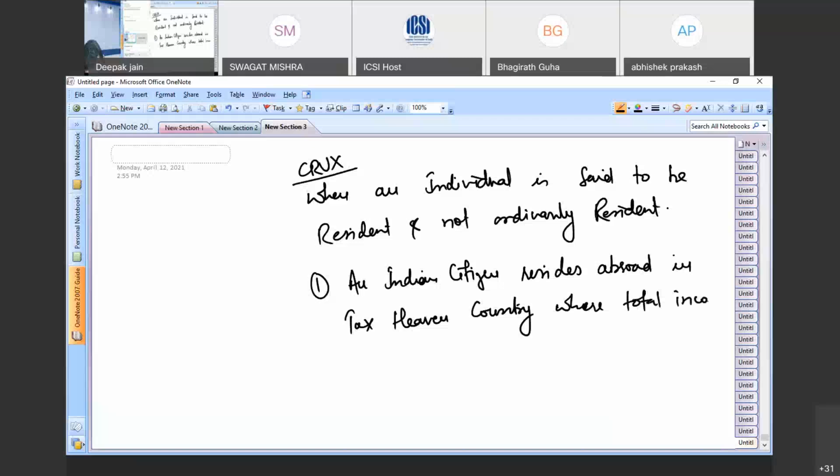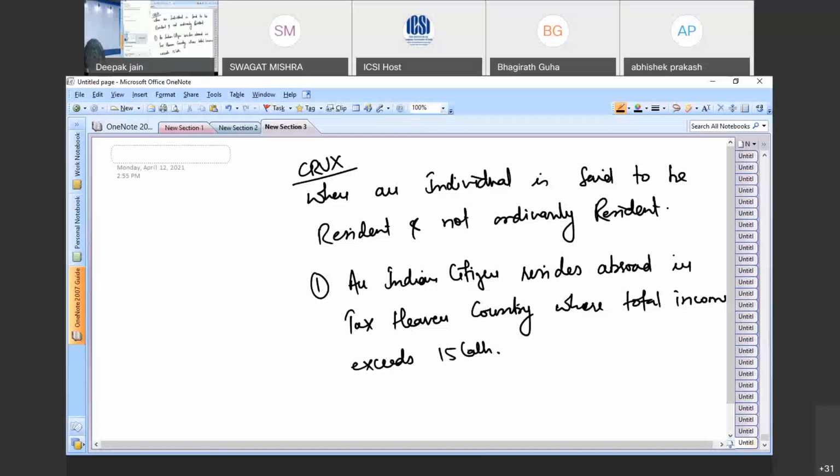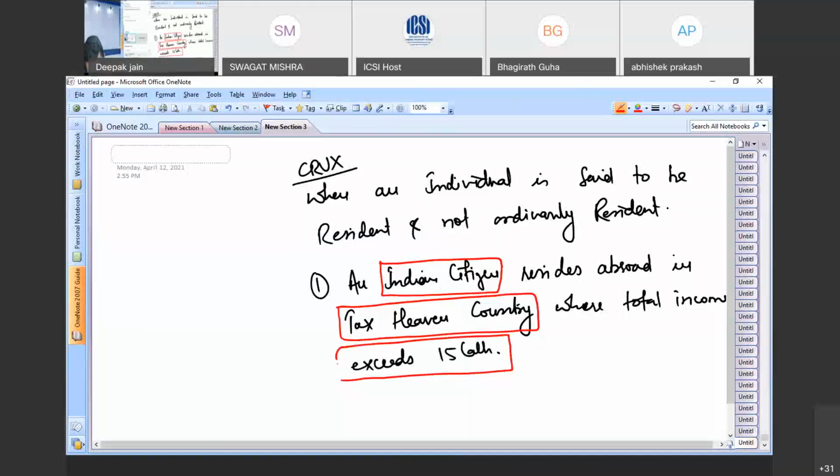15 lakhs. Where total income exceeds 15 lakh. Underline the word Indian citizen. Here person of Indian origin is not covered. Underline the words resides in tax haven country. Underline the words total income exceeds 15 lakh. Then his status would be resident and not ordinarily resident.